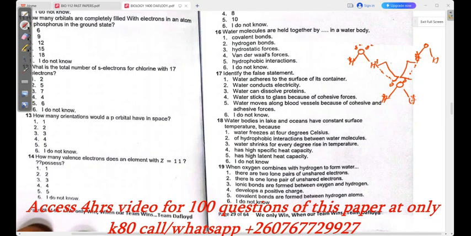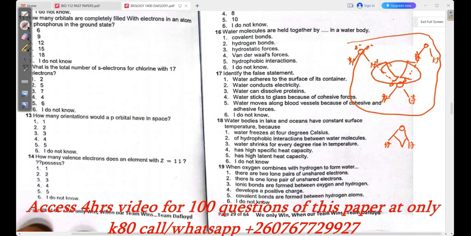So water molecules in a water body are held together by hydrogen bonds. Whereas within a water molecule, that is just one water molecule, these atoms are held together by covalent bonds. When you have a number of water molecules, they are held together by these weak hydrogen bonds. So the answer is hydrogen bond.